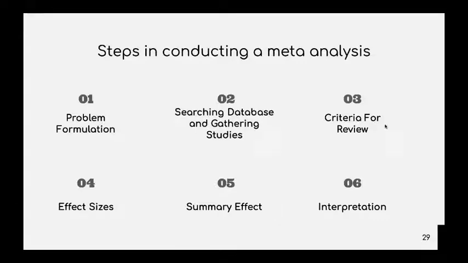The third one is criteria for review. The researcher codes the studies based on criteria about the study as well as basic characteristics of the studies, for example, the sample size and the outcome variables. Next, number 4 is the effect size.